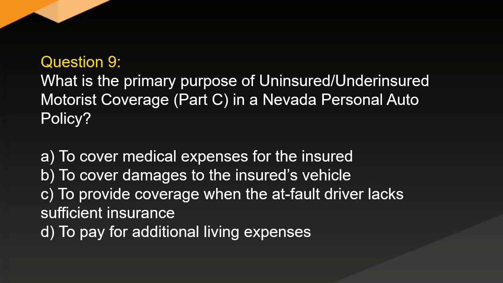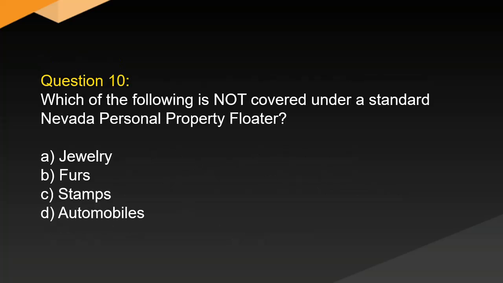Question 9. What is the primary purpose of uninsured/underinsured motorist coverage, Part C, in a Nevada personal auto policy? A. To cover medical expenses for the insured. B. To cover damages to the insured's vehicle. C. To provide coverage when the at-fault driver lacks sufficient insurance. D. To pay for additional living expenses.